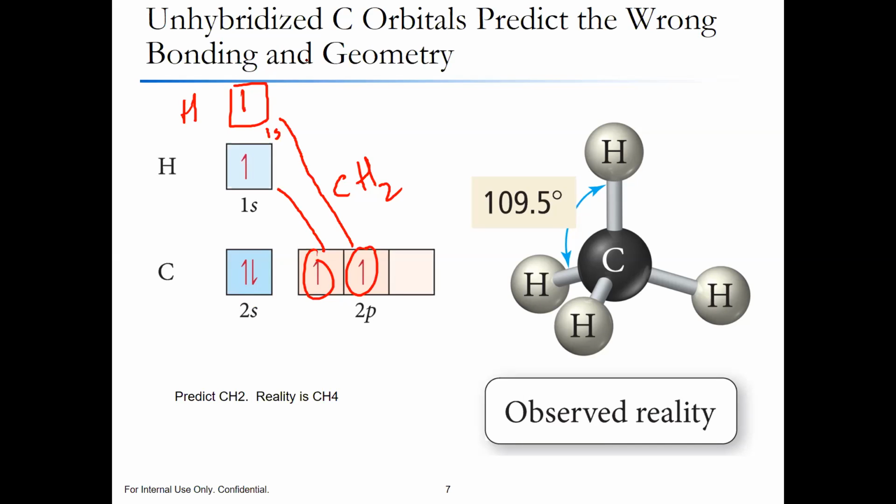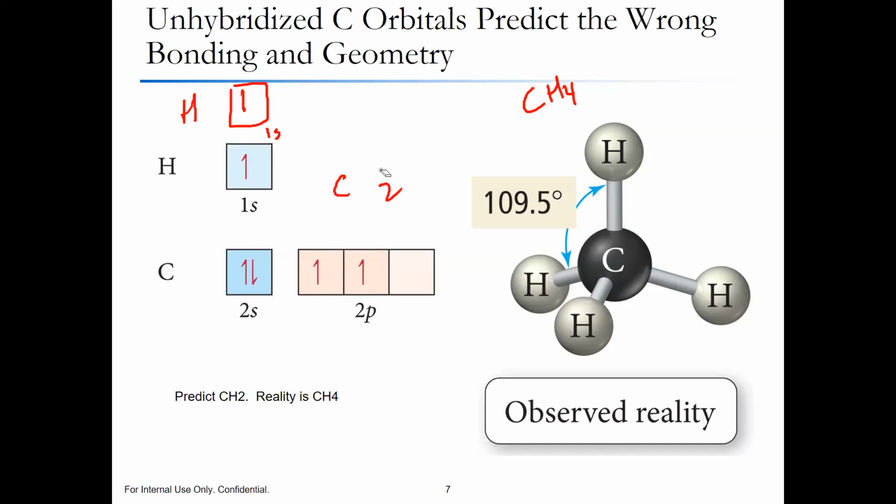What happens in real life? What is our answer in real life? CH4. In real life, we don't form CH2, we form CH4. Now we have to say, oh, okay, now our model doesn't work. So what do we have to do? We have to tweak it. Maybe we could tweak it and still save this model. So how are we going to tweak it?